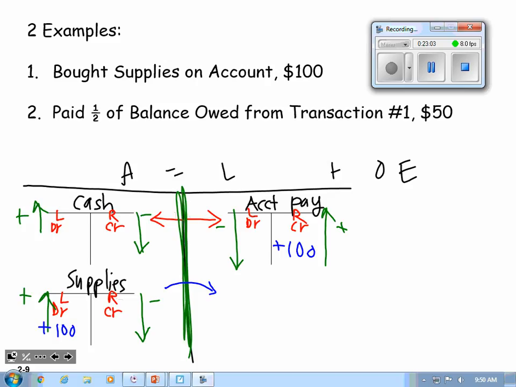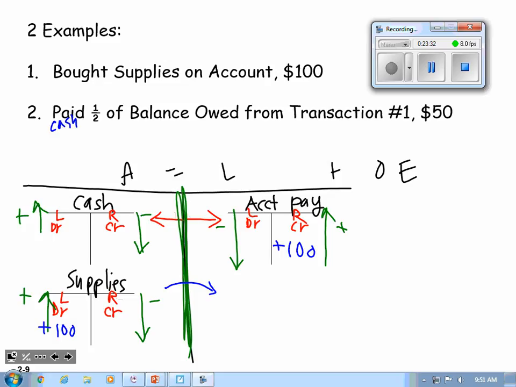Okay. Let's do transaction 2. We paid half of our balance. I see paid, so what's that going to be? We paid half of our balance owed from transaction 1, or $50. So yeah, I always like to start with the debits. I really do, but this is a pretty obvious credit. Would you agree? Is cash being debited or credited here?